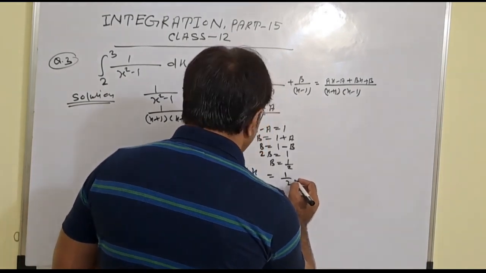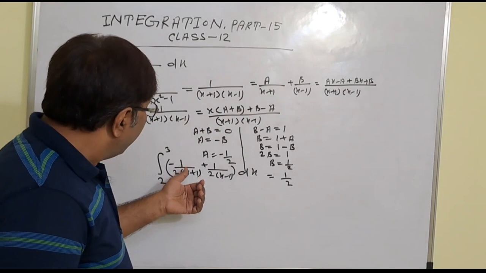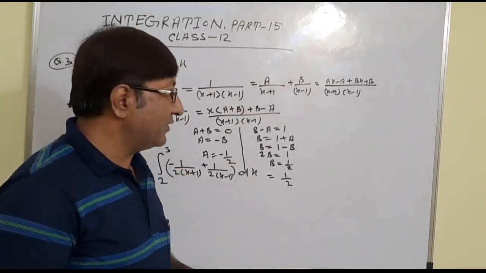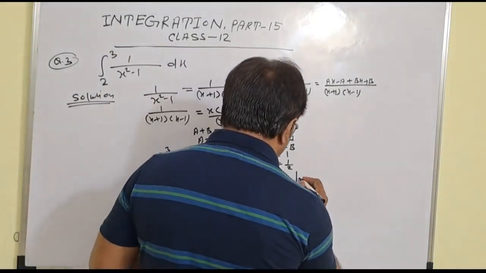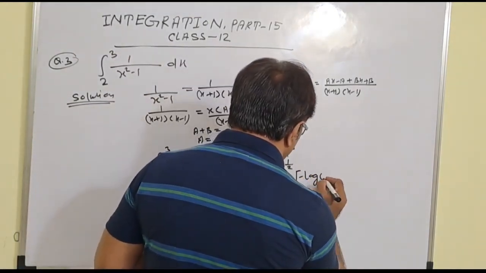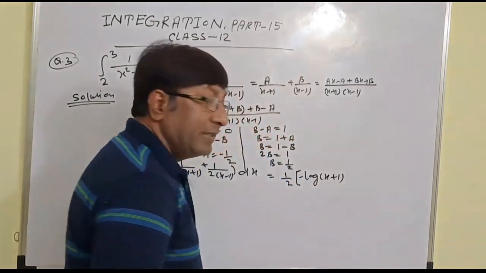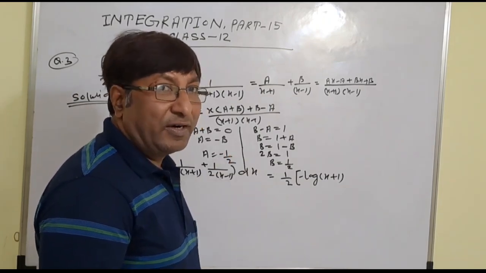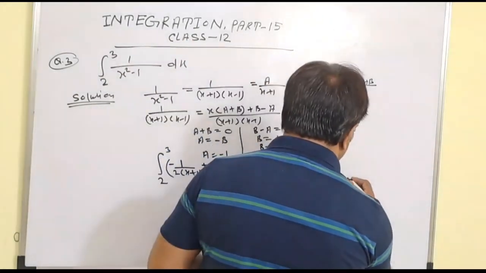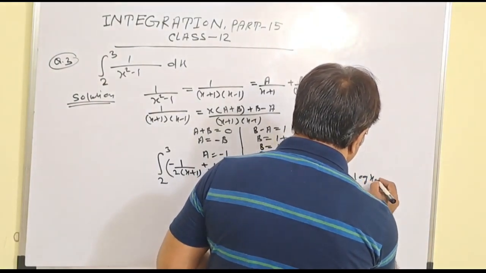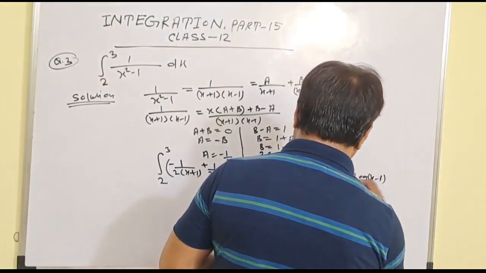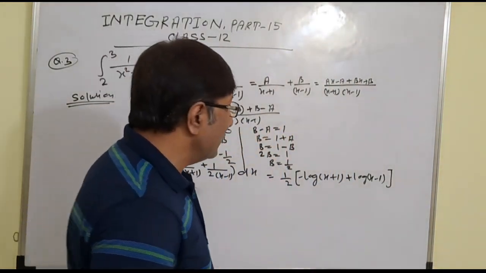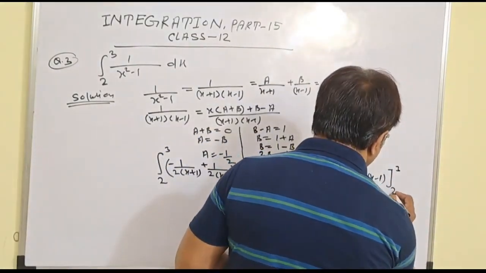Now you know the integration of 1 by x plus 1 is log of x plus 1, so we can write minus log (x plus 1). In the same way, here 1 by x minus 1, the integration of 1 by x minus 1 is log (x minus 1), so it is plus log (x minus 1). Now you know here the upper limit is 3 and the lower limit is 2, so write here 3 and here 2.